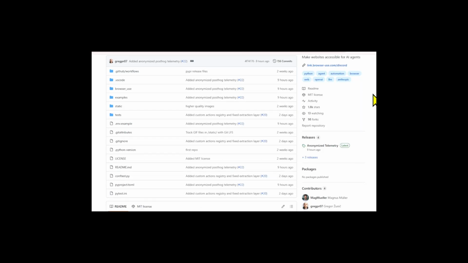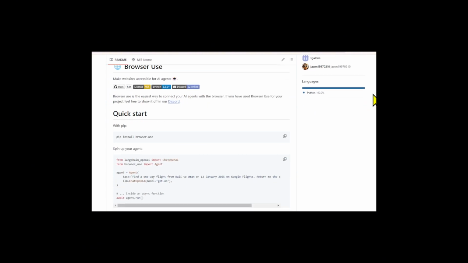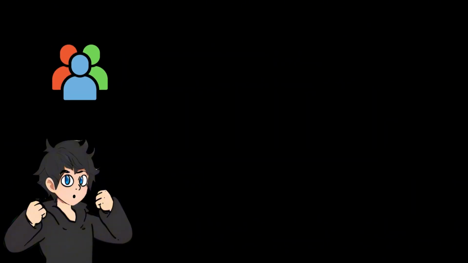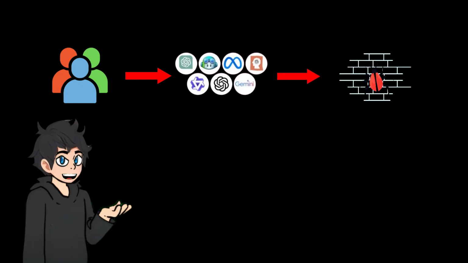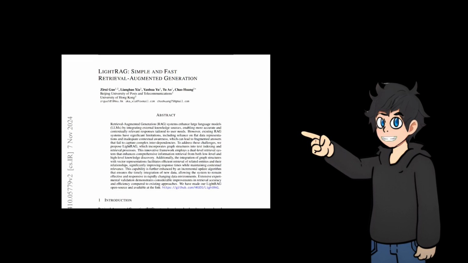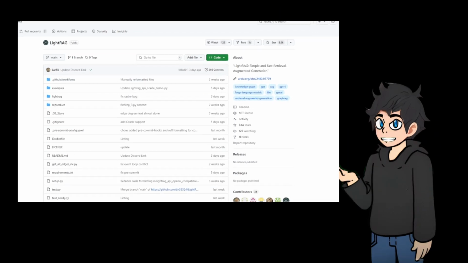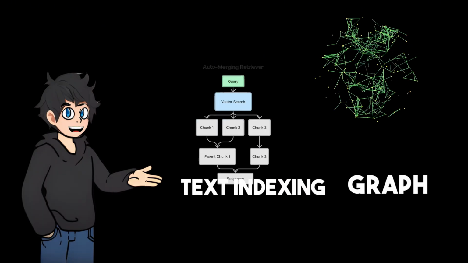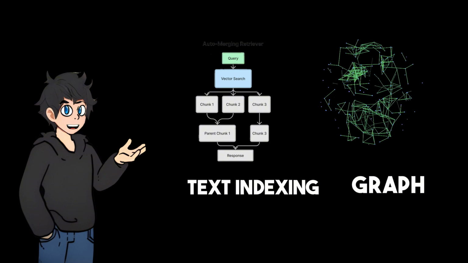Browser use is an open source web automation library that supports interaction with any language model, LLM. Through a simple interface, users can enable LLMs to interact with websites and perform tasks such as data scraping and information querying. Lightrag integrates graph structures into the text indexing and retrieval process. This innovative framework adopts a two-level retrieval system to enhance comprehensive information retrieval from low-level and high-level knowledge discovery.